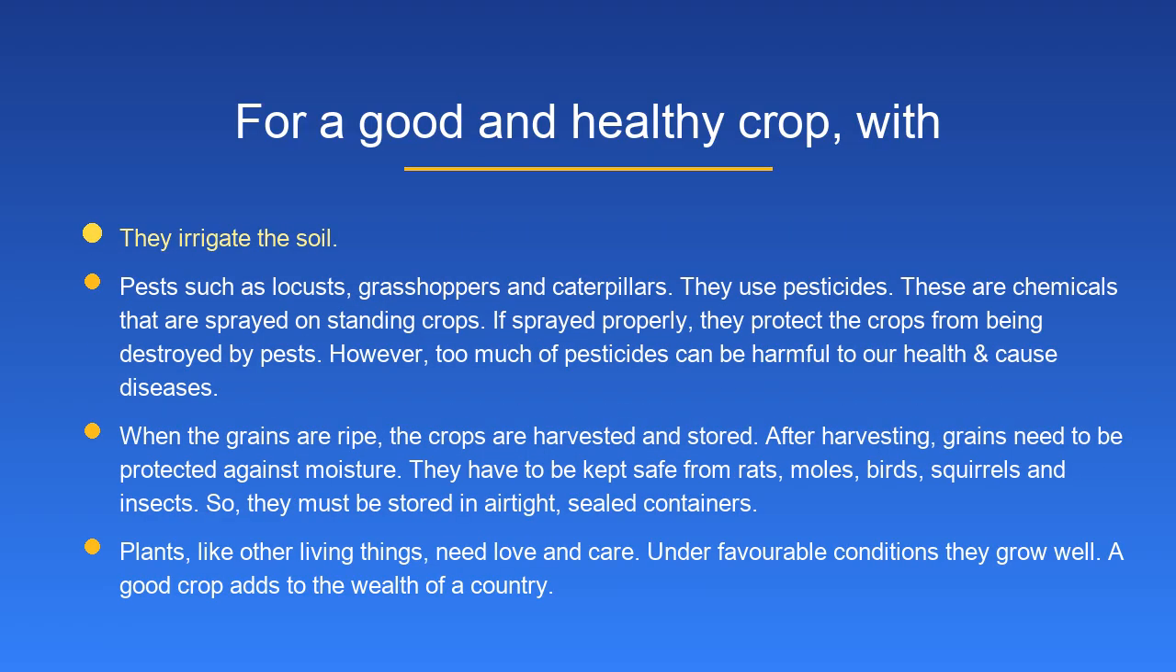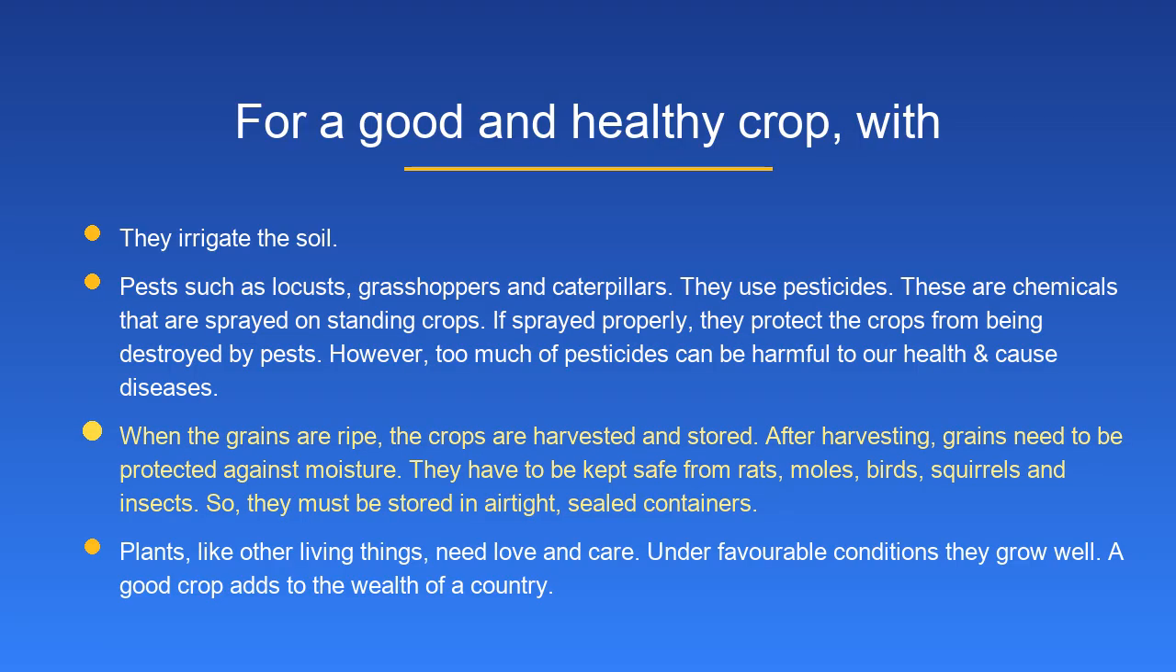They irrigate the soil. Against pests such as locusts, grasshoppers and caterpillars, they use pesticide. These are chemicals that are sprayed on standing crops. If sprayed properly, they protect the crops from being destroyed by pests. However, too much pesticide can be harmful to our health and cause diseases.